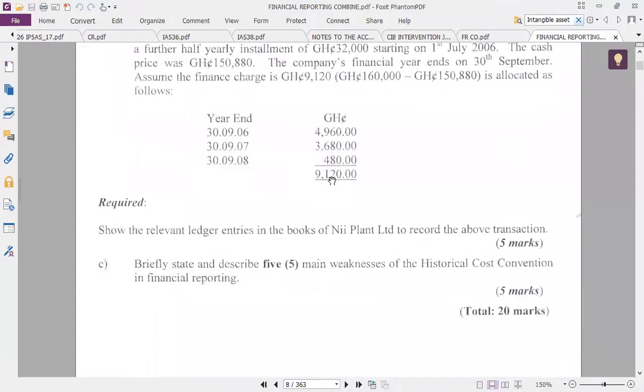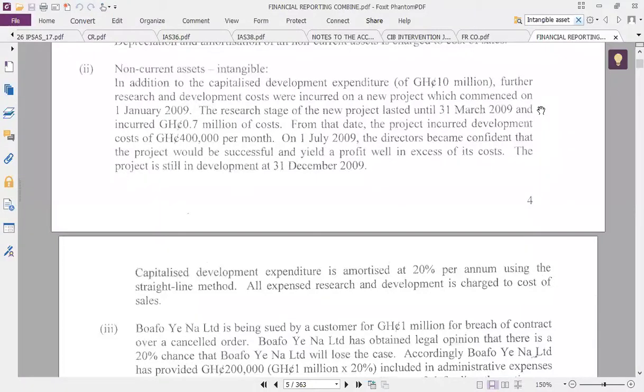Okay, there's a question in here that we have to look out for. Now let's start with non-current assets, intangible. In addition to the capitalized development expenditure of 10 million, further research and development costs were incurred on a new project, which commenced on January 1st, 2009. The research stage of the new project lasted until 31st March 2009.